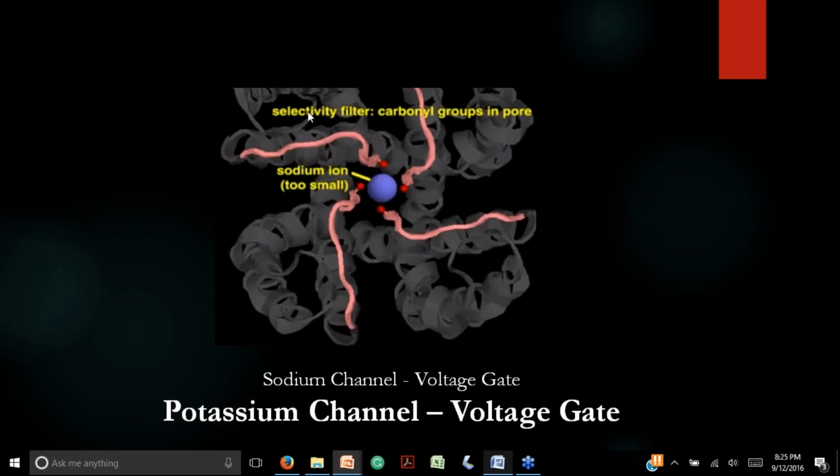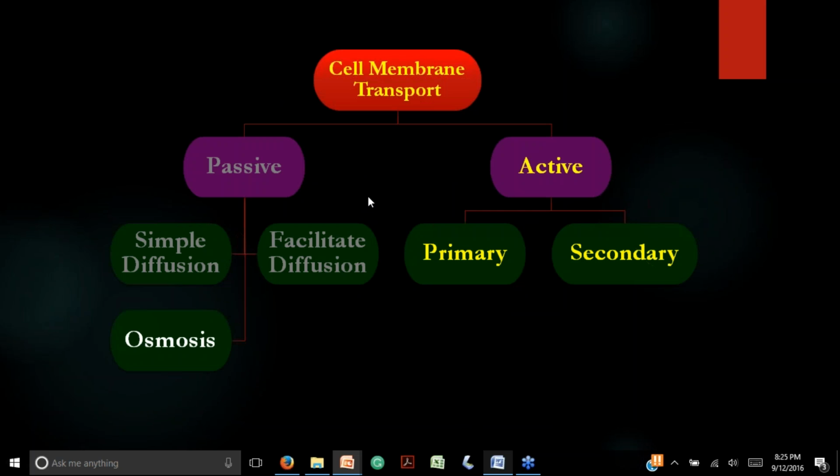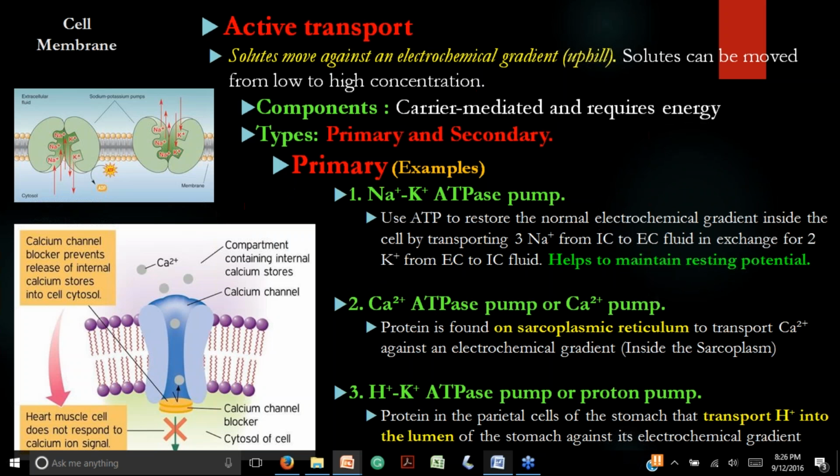They are not going to be exactly the same. Just remember, these are proteins. There are 1, 2, 3, 4 proteins coming together and actually creating a gate that is going to allow the sodium and potassium to pass. Okay, so let's keep going with the cell membrane transport. Osmosis we are going to see in a few moments.